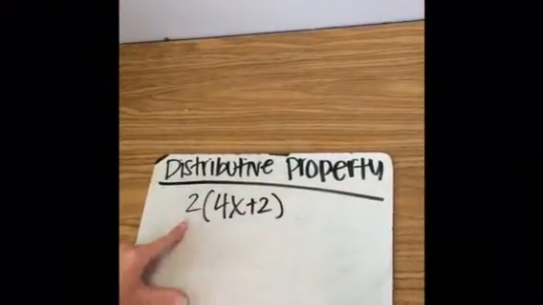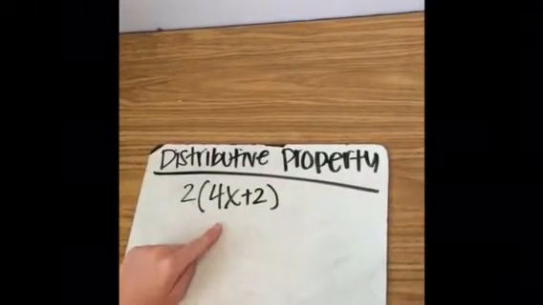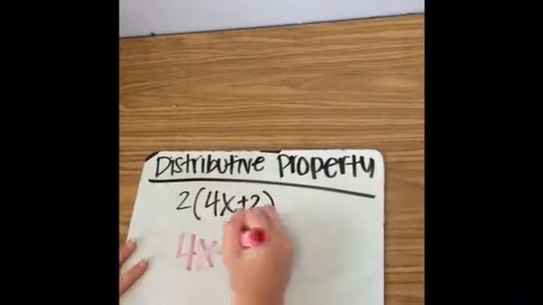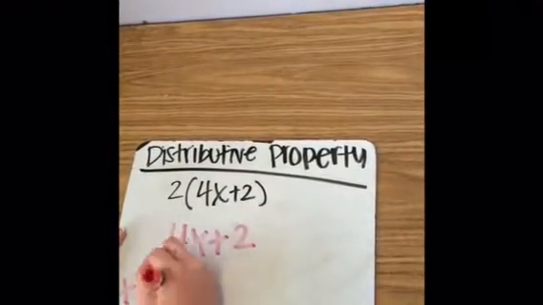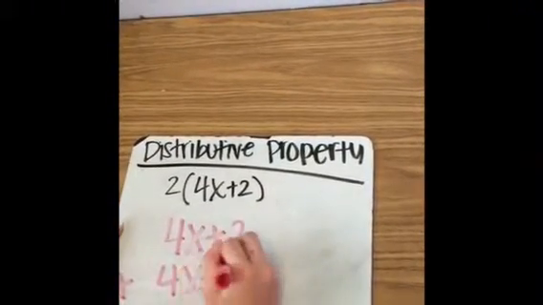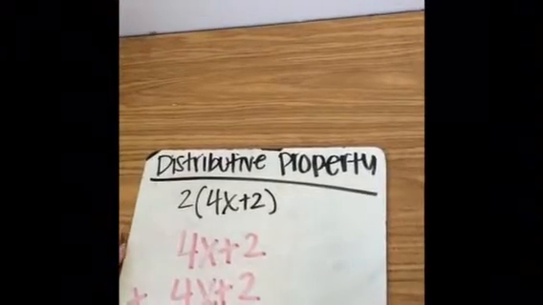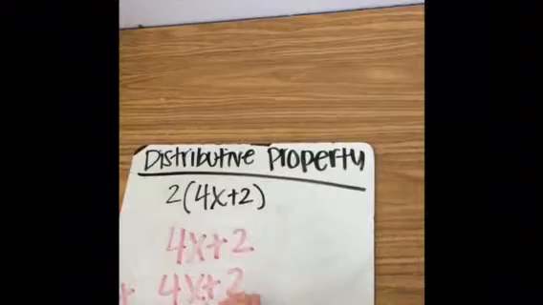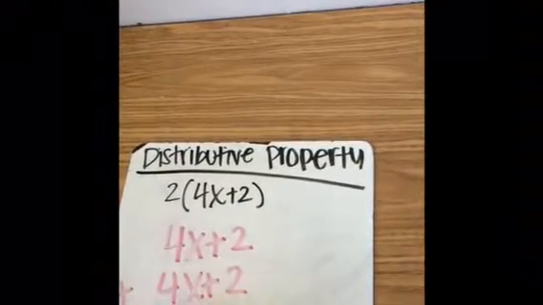Since this is a 2, you would just add 4x plus 2 plus 4x plus 2. 4x plus 4x is 8x, and 2 plus 2 is 4. You get the same answer.